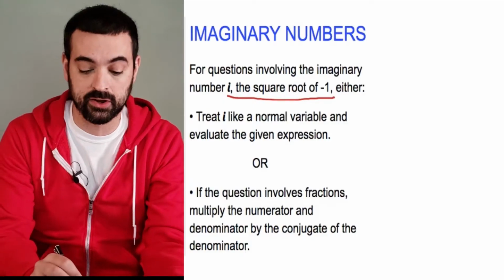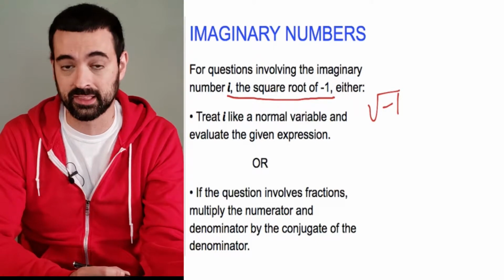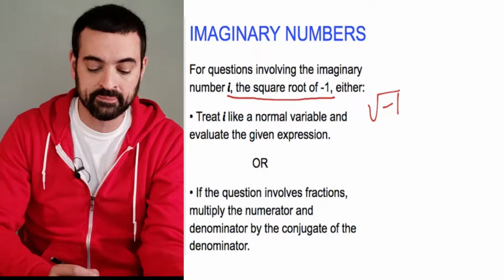Real quickly, imaginary numbers are like the number i, which is the square root of -1. Doesn't exist in real life, but it is a mathematical concept. And there are two things that you will have to do if you see the letter i. The first would be to treat it like any other variable. You can treat it like an x or a w and just combine it with other like terms.